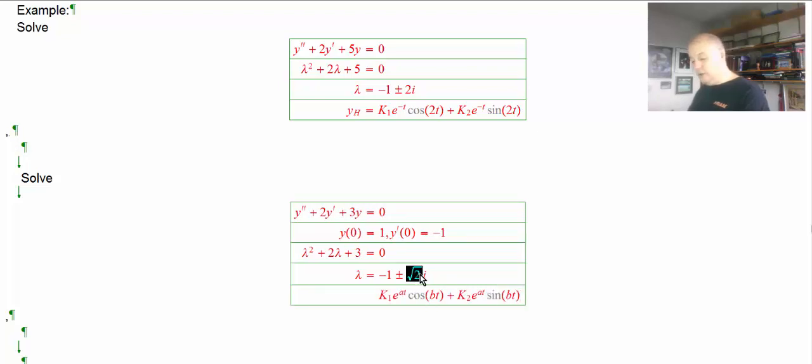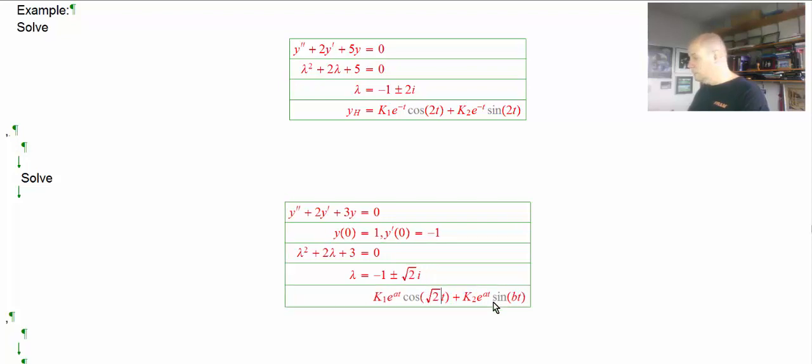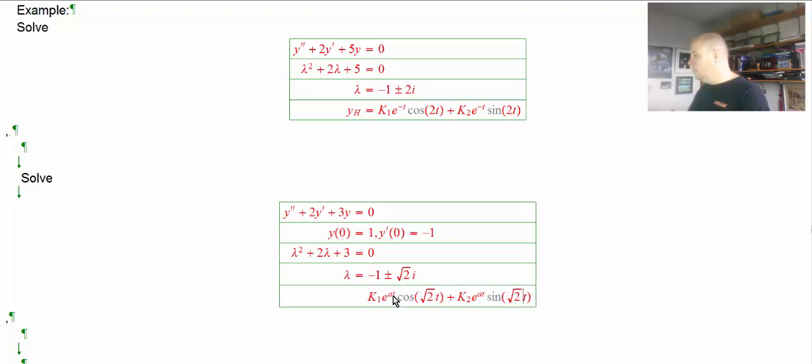The imaginary part is root 2. The real part is -1. All I have to do now is get these constants. How do I get the constants? Initial conditions. Let's invoke the initial conditions.